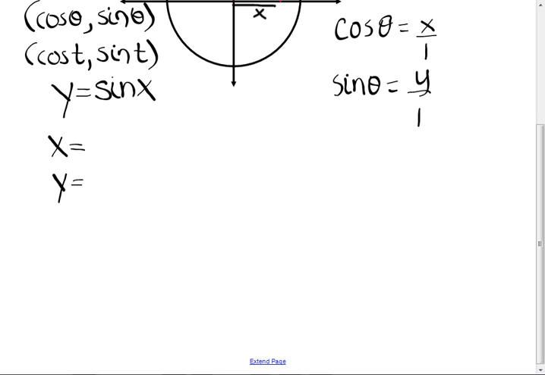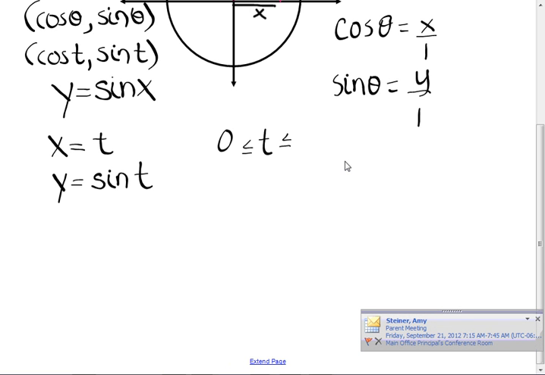What if x is equal to t? If you have a homework problem that does this, then what would y be equal to? If it's the sine of x and x is t, y equals the sine of t. And what do you want your t to go between? No, t. 0 and I want a full cycle. Nope. No, we're going to do this on our calculator.